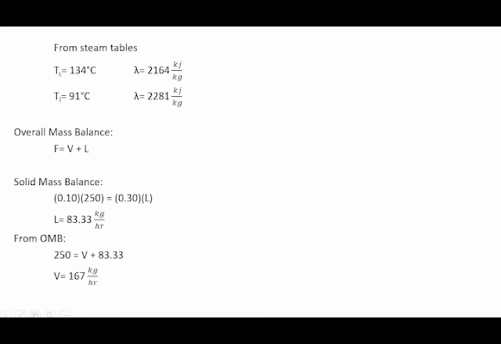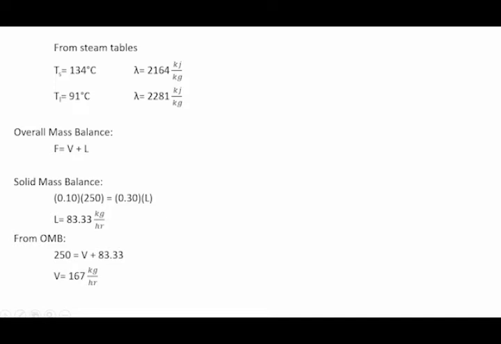To start the solution, we will refer to the steam tables to get the latent heat for both the steam and the solution. So from the steam tables, the steam pressure is 200 kilopascal gauge pressure, which is equal to 300 kilopascals absolute pressure, and the temperature of the steam is 134 degrees Celsius. This gives us the latent heat of 2,164 kilojoules per kilogram. For the evaporator at a pressure of 77 kilopascals absolute and the temperature of 91 degrees Celsius, we have latent heat of 2,281 kilojoules per kilogram.